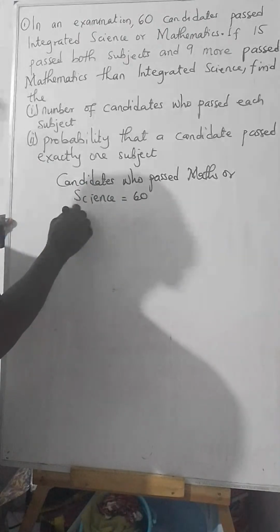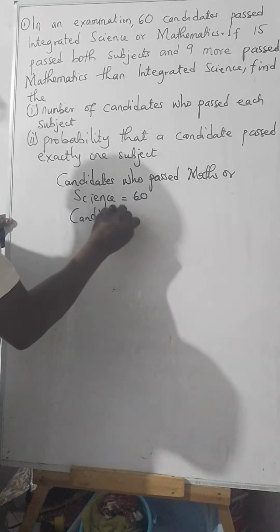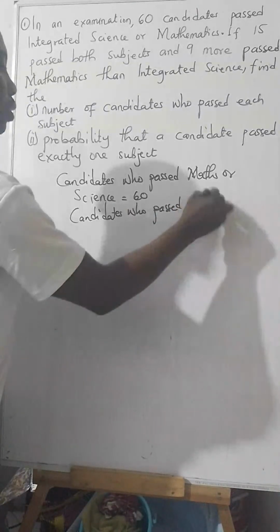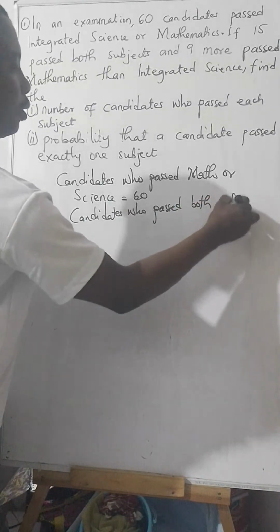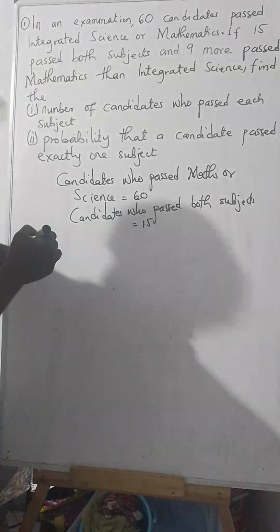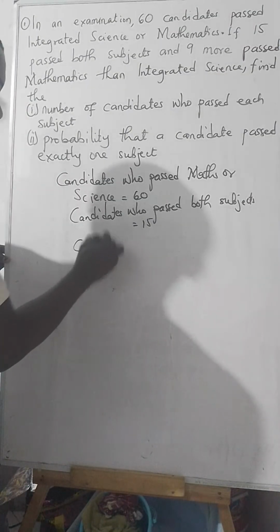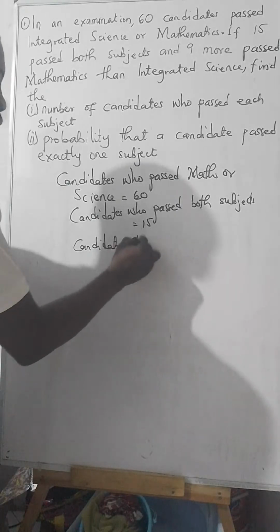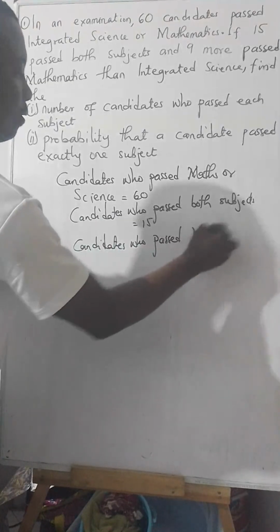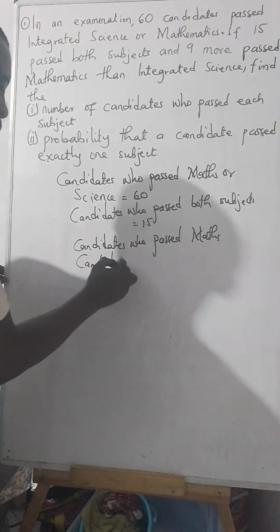So we have candidates who passed both subjects. So that is 15. Then the candidates who passed maths, maths or science, were not given.